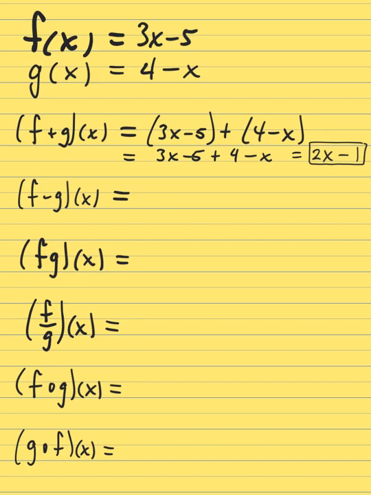And that is basically how you would add two functions together. You identify their like terms and add them together. Now with subtraction, it works pretty much the same way. You will have to be careful when you subtract. So we've got function f minus function g. That gives us 3x minus 5. Careful here. Minus 4 plus x. You have to reverse those signs.